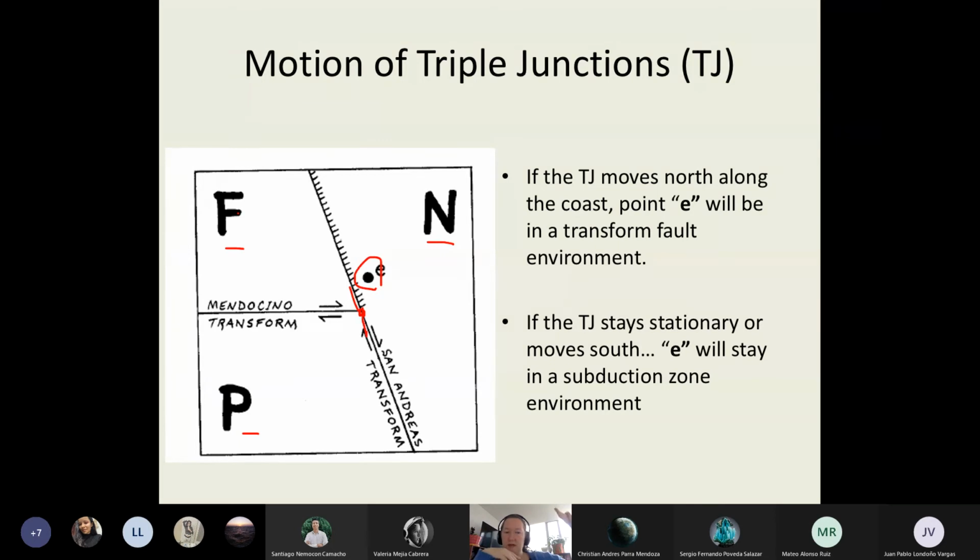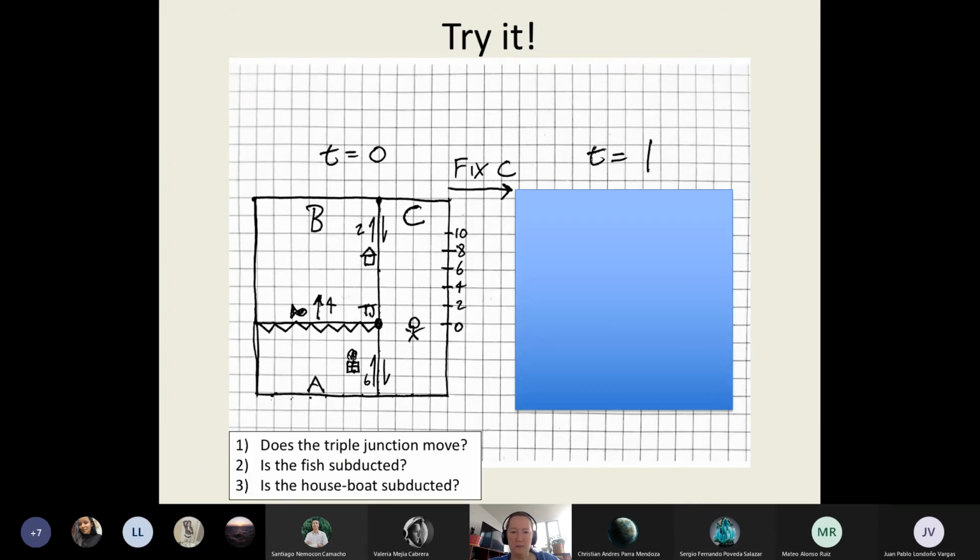If the triple junction moves up, I know that eventually my E is going to be next to a transform fault. If this moves that way, all of this is going to turn into subduction zone. So E will stay a subduction zone. But how do I know where this is going with respect to that point? So what we have to do is a little velocity space example again. We have time to do this one.